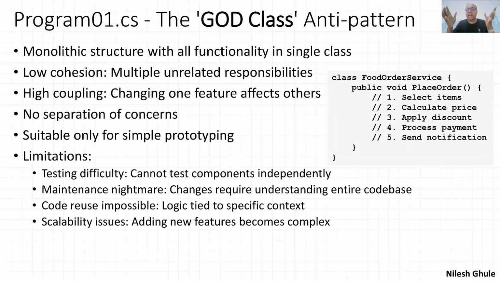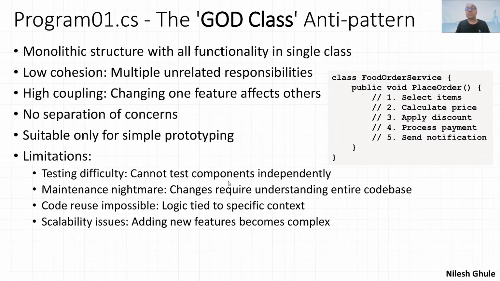unrelated responsibilities added into one class, into one method. You find that all these features are directly coupled with each other, tightly coupled with each other. And then if you want to modify any one functionality, it will have a direct impact on another. There is no separation of concerns. So is it problematic? It is very problematic. There are so many limitations.